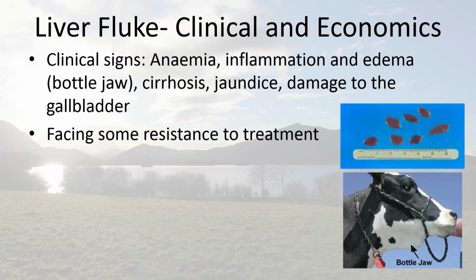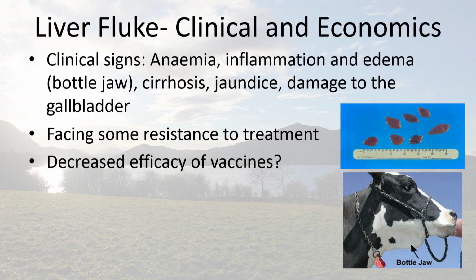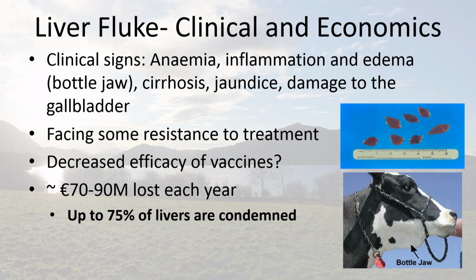We are, as mentioned in the previous talk, facing some resistance to treatments. And recently, I saw in an article that there's decreased efficacy when vaccinating with other vaccines. Not a fluke vaccine, because we don't have one yet, but when using other vaccines, they found decreased efficacy if the animals were infected with liver fluke. It's an expensive disease. It causes problems. It costs 70 to 90 million in Irish populations each year, and up to 75% of the livers are condemned in our abattoirs.